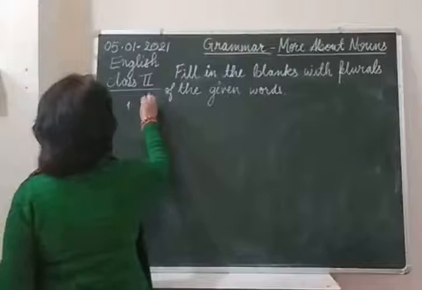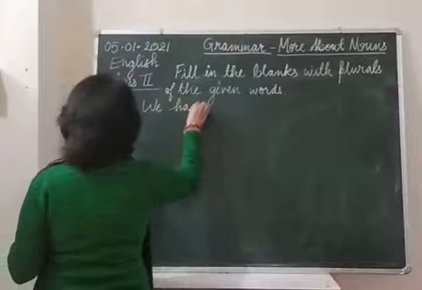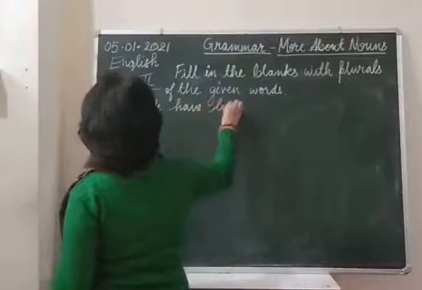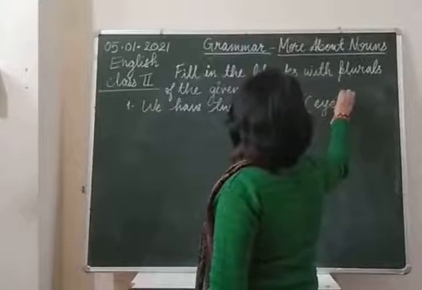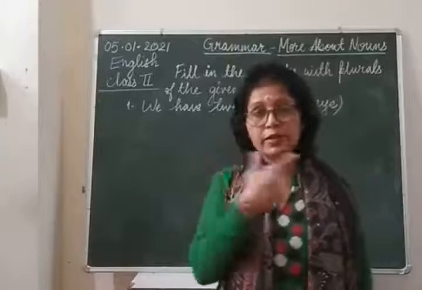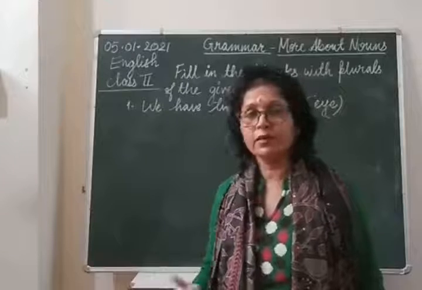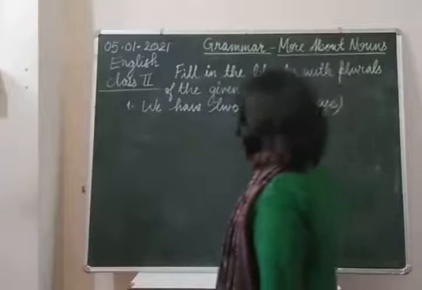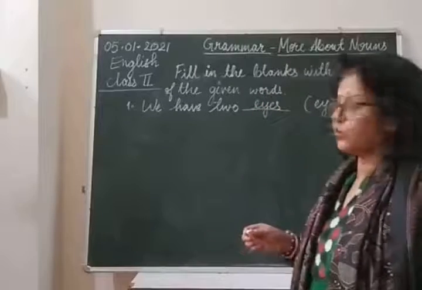First one is, we have two blank and the noun is eye. We have two eyes. And plural of eye is? Yes, you are correct. Plural of eye is eyes. We have two eyes.